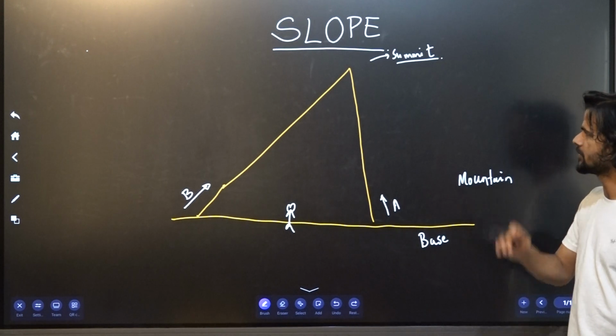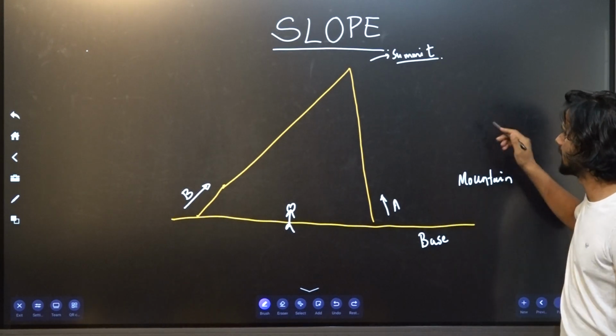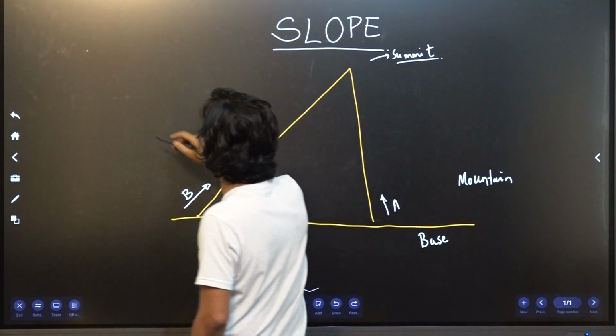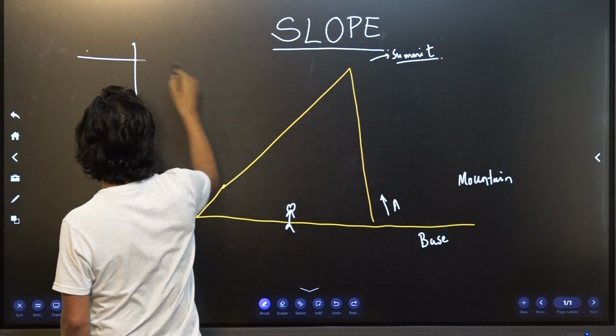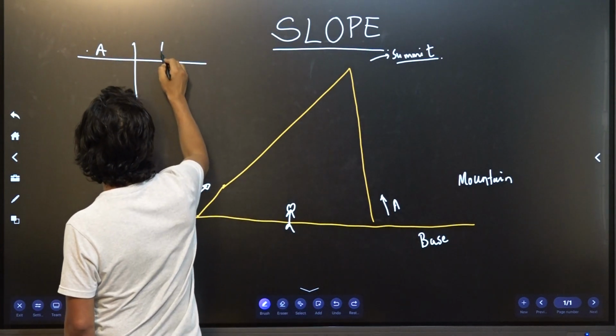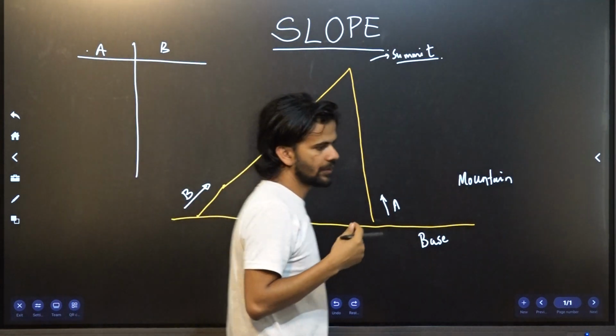What is the difference between these two paths? Path A and path B. Let's have a talk about path A and B. What do we notice here?